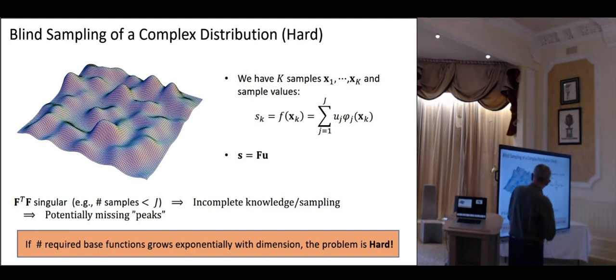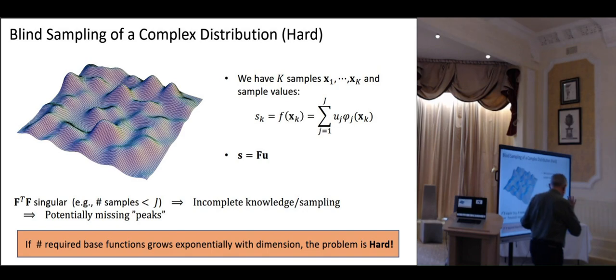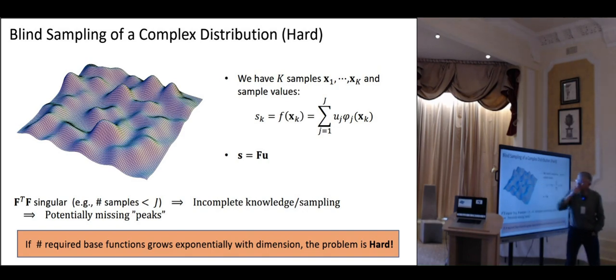Okay, in other words, if the number of required base functions, well, let me try to say one thing. This distribution here, in 2D, you could imagine, for instance, that the base functions you choose are the good old sines and cosines from old-fashioned Fourier transforms, right? And then you can see that if you go to n dimensions, or higher dimensions, the number of base functions you need will grow exponentially with the volume of the space, or with the dimension of the space.